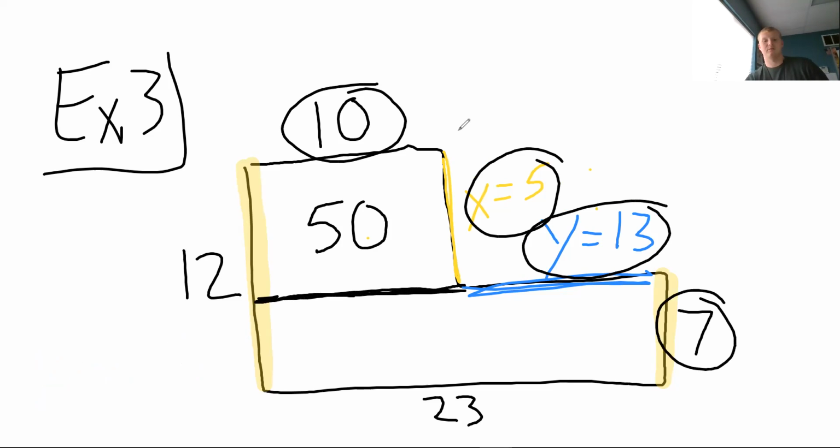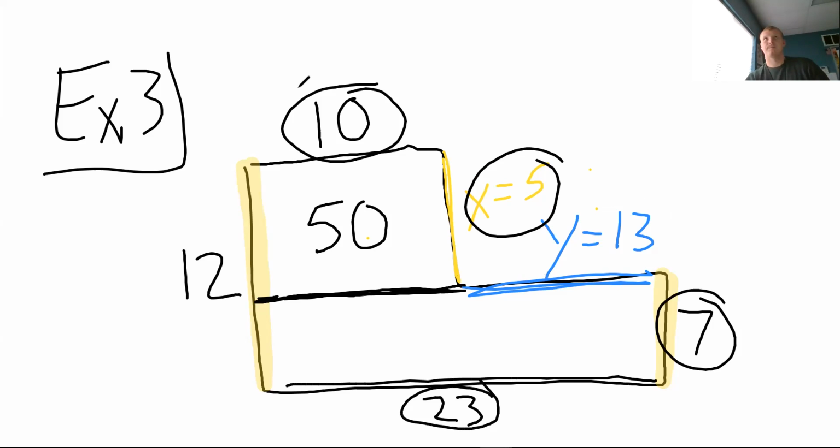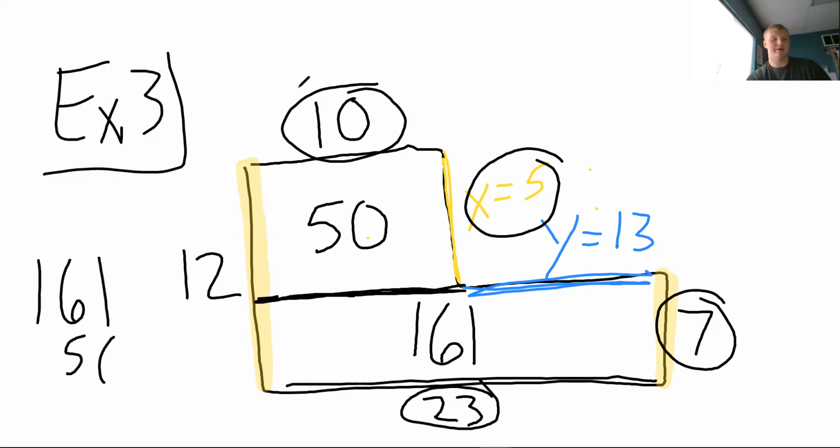Or 23. Oh, yes, sorry, I was getting a little excited there. 23 times 7 because that's the full length. 161 plus 50. Yep, 161. So 161 plus 50 is 211. This one does not have any units, so it'd just be 211.